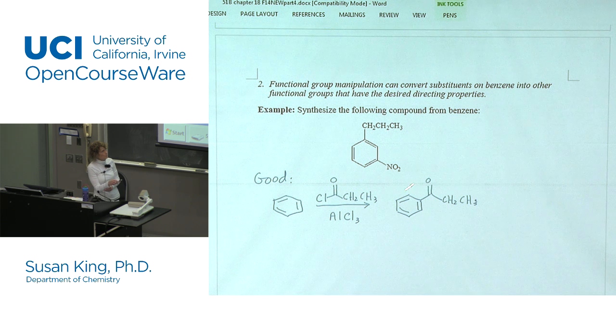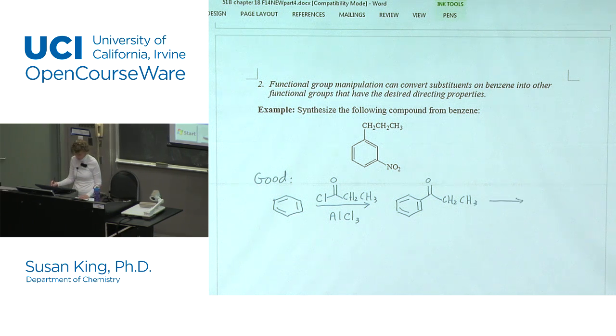Do we want to get rid of this carbonyl first, or do we want to put the nitro group on first? Nitro group on first, because if we get rid of this first, then now that's an ortho-para director, and the nitro group's not going to go on where it went. Aren't these fun? I really like, you guys like this better because you do really well on these.